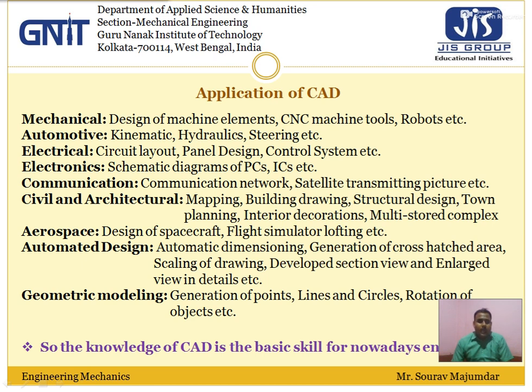Okay, and if you go to aerospace, in aerospace engineering, design of spacecraft, flight simulation, lifter, etc., are designed and analyzed using CAD software. And in automotive design, obviously I have already discussed about automated design. Automated design means now there is an age of computer, so all these things are operated by the computer. So this is known as an automated system. Automated system means it will be automatically controlled by the computer.